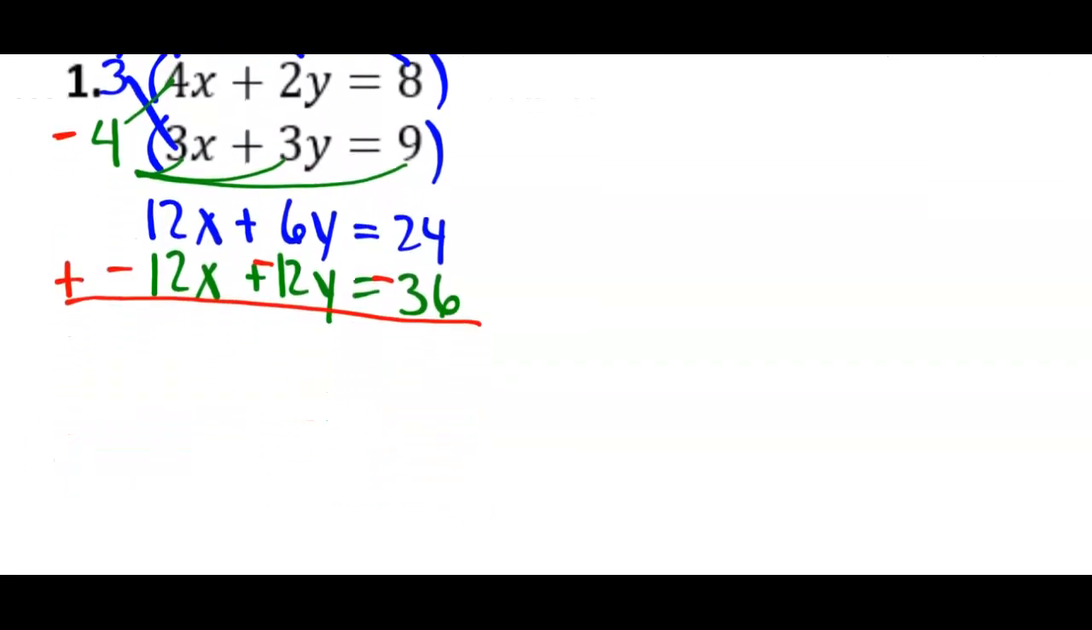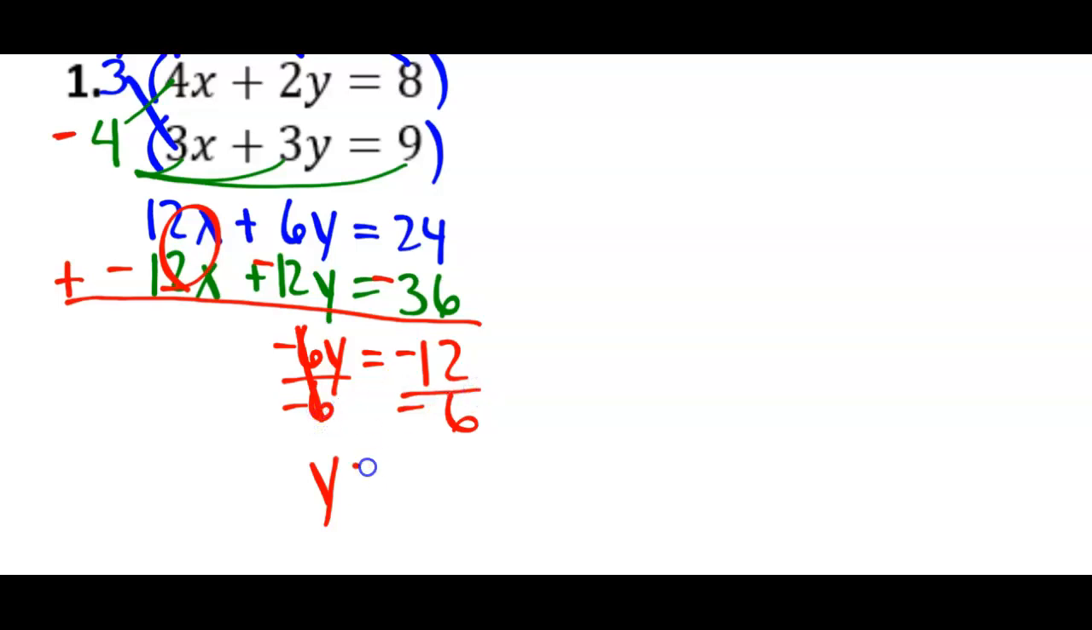We need to eliminate, our 12s will eliminate. 6y plus -12y gives me -6y. 24 plus -36 gives me -12. Divide both sides by -6. Y is going to be equal to, that'll cancel out, +2.